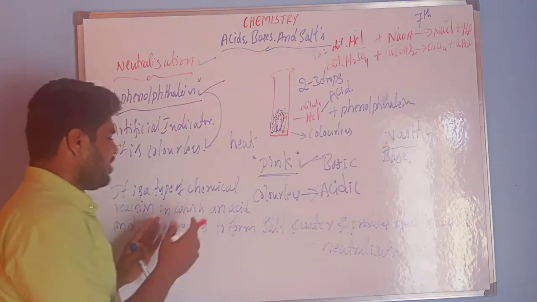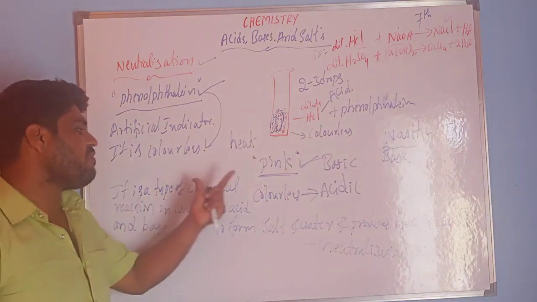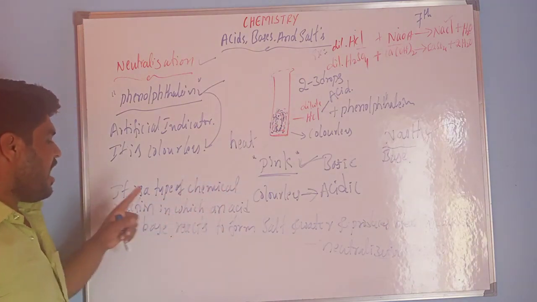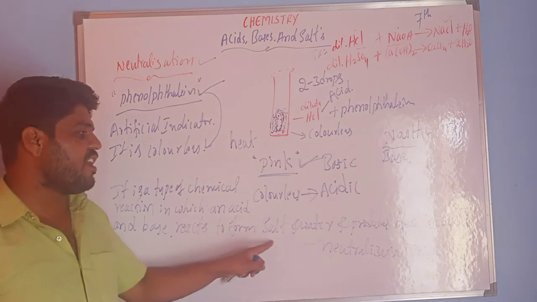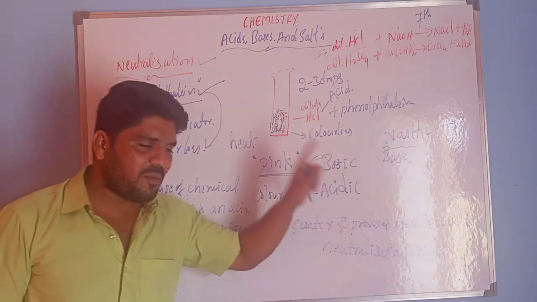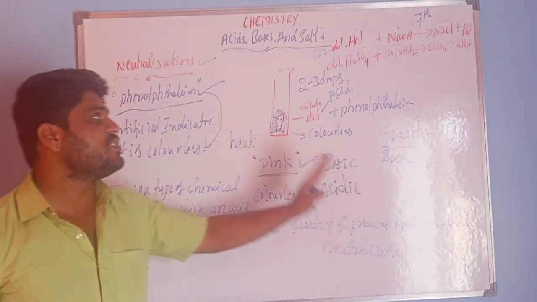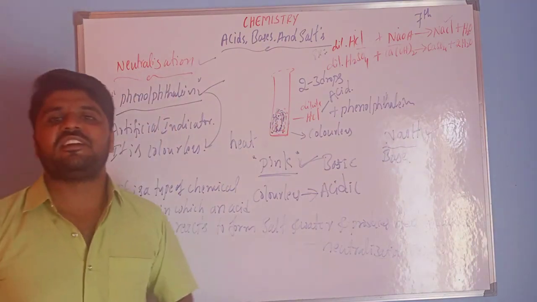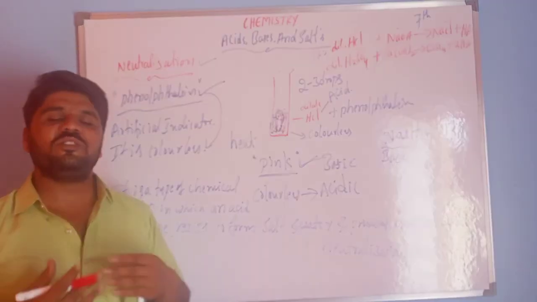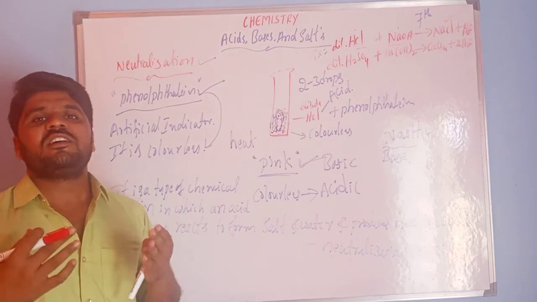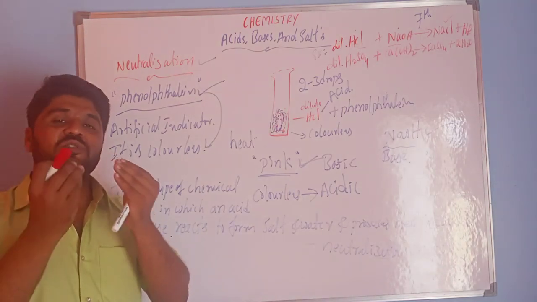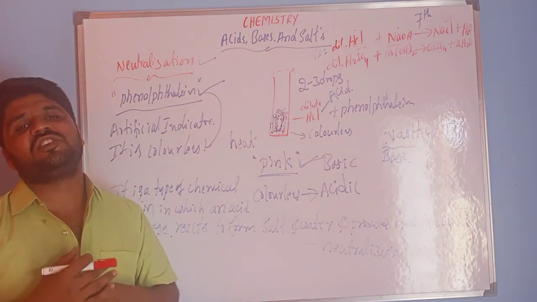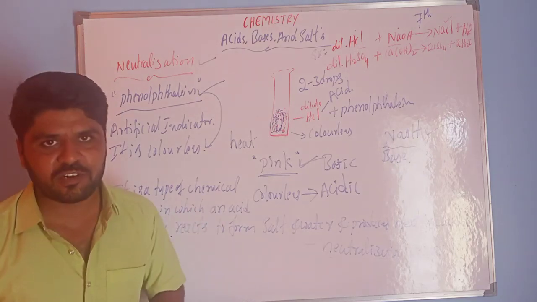Okay, that means a neutralization reaction is a type of chemical reaction in which acid and base react to form salt and water and produce heat. This is what a neutralization reaction is. Okay, so in the next class we will study the uses or effects of neutralization reaction in our day-to-day life. Okay, thank you.